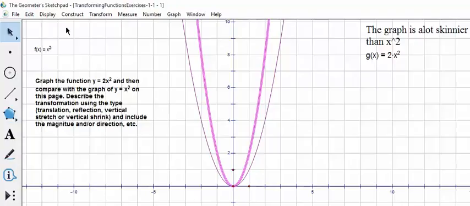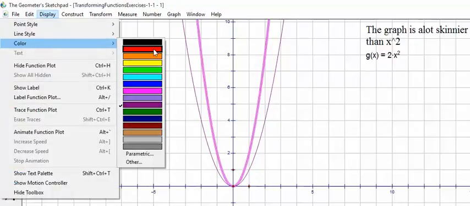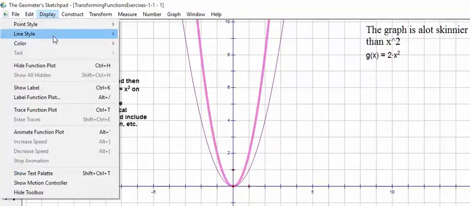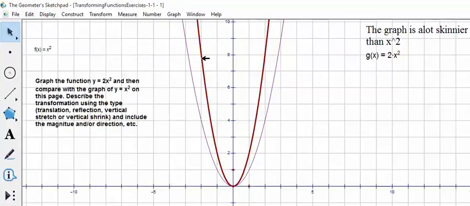And I'm going to change that to a different color by going to display, color, and I'll change it to, I don't know, how about red? And I'll change it also to a little bit fatter. There we go. Okay, so the red one is the transformation.